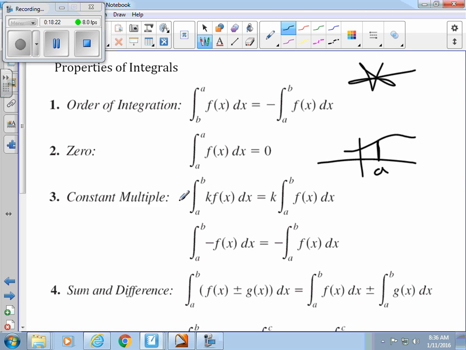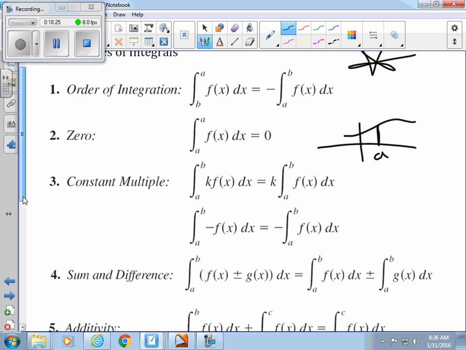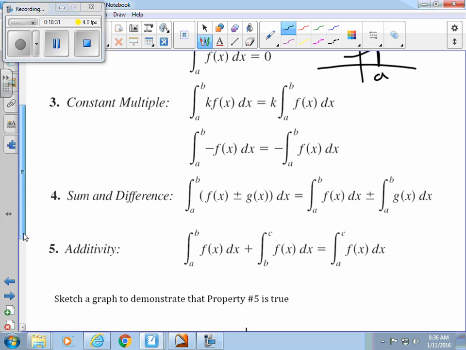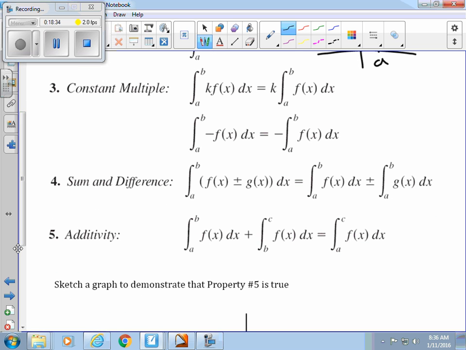Same thing with a negative. You could factor out a negative. Sum and difference. If I am adding up f of x plus g of x, and then adding all the areas, wouldn't that be the same as if I did the area under f of x and then added it to the area under g of x? Again, because of properties of summation. Subtraction would be the same way.